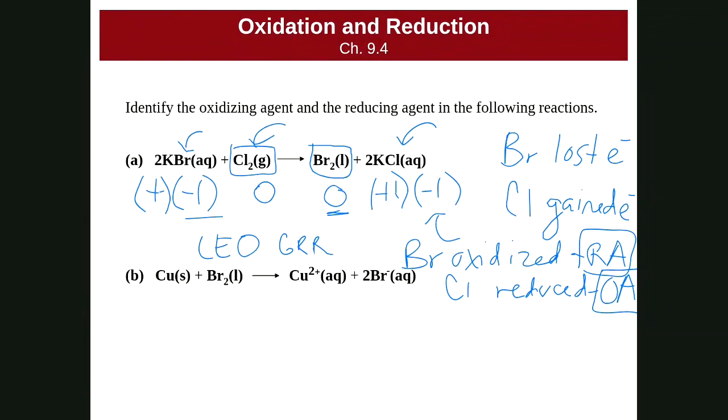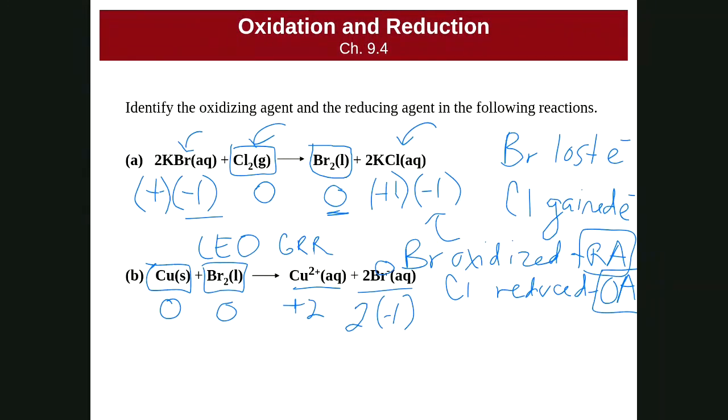So copper. Copper solid, copper metal, has a 0 oxidation state. It is a pure element. Bromine liquid is also a pure element. So we have 0 and 0 on our reactant side. Pretty cool. All right, and then on the right, we have copper ion. It's a monoatomic ion, so it has a +2 oxidation state because it's the same as the charge. We have the same thing here with bromine. So we have the bromide ion, we have 2 of them, and they have a -1 oxidation state each because it's a monoatomic ion, so it's got a -1 charge and a -1 oxidation state.